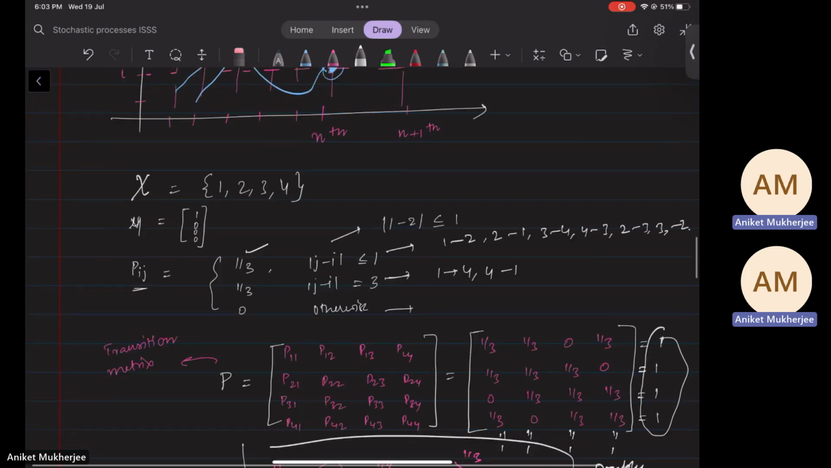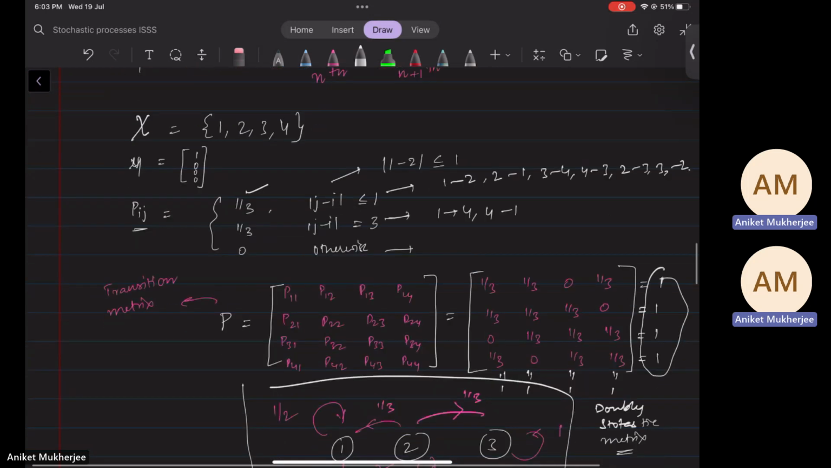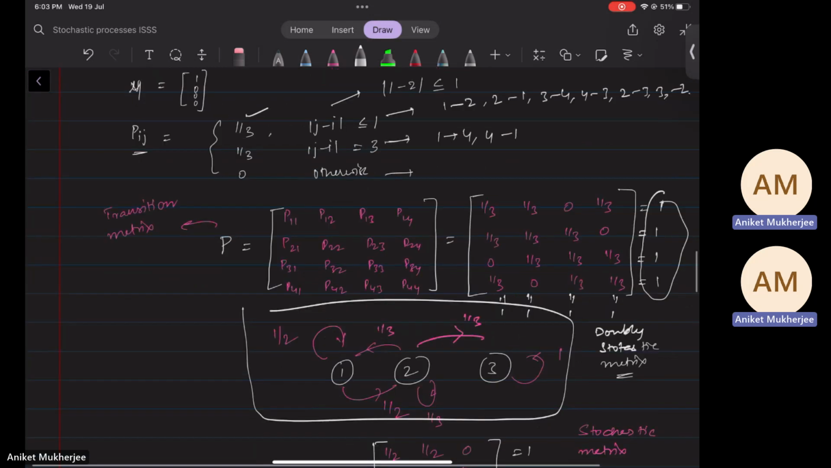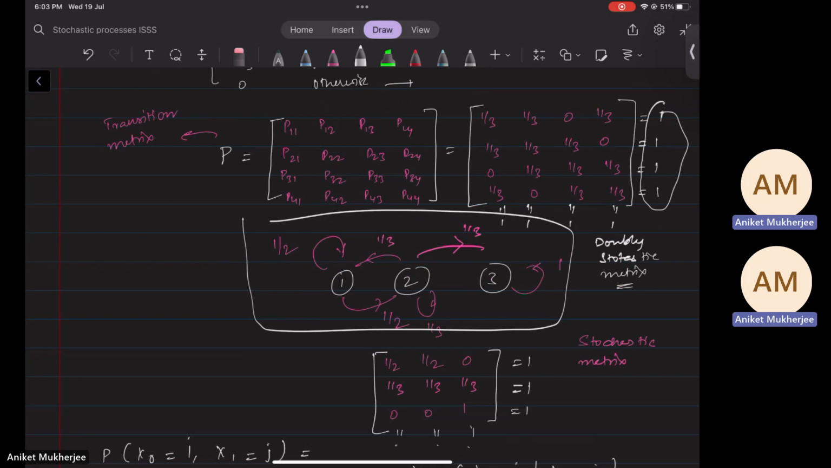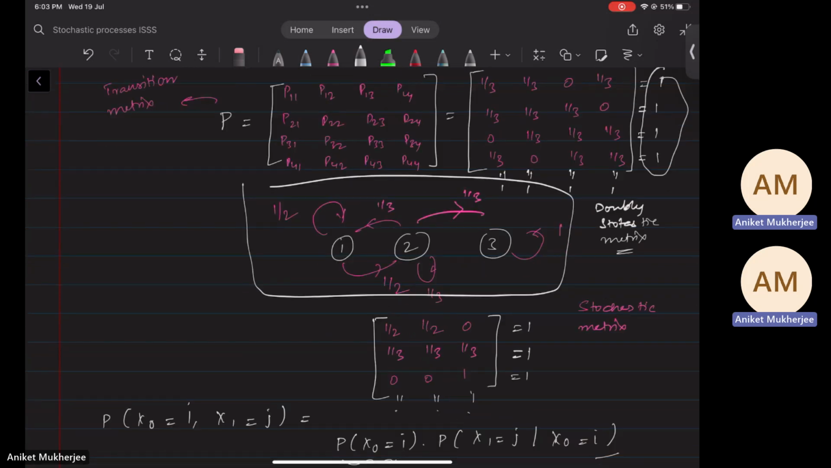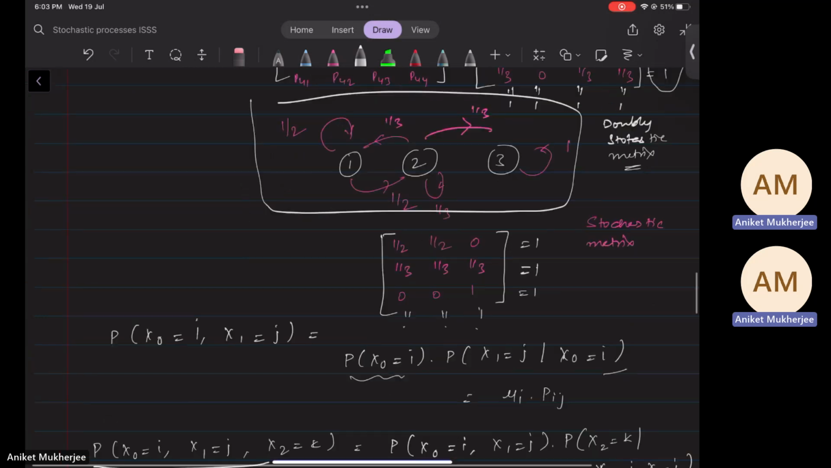Then we saw the initial probability vector and the transition probabilities, which you can put down as a matrix. The matrix has the property that the rows add up to one. The row sum is one. The column sum could be one, but it doesn't matter. If the row sum is one, then it's known as a stochastic matrix. If the row sum and the column sum are both one, then it's known as a doubly stochastic matrix. These things we will use later as we try to prove some things.